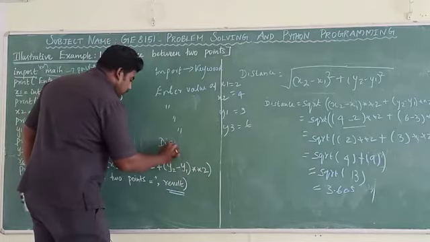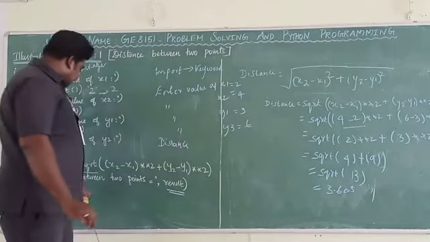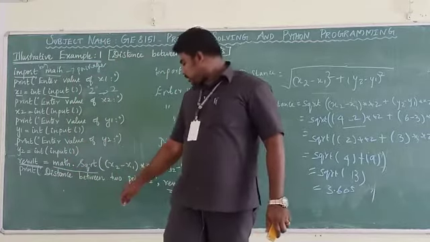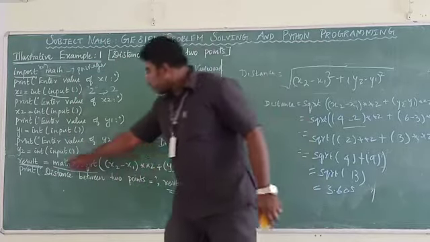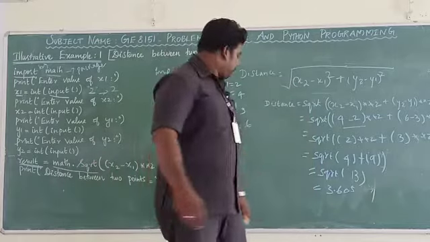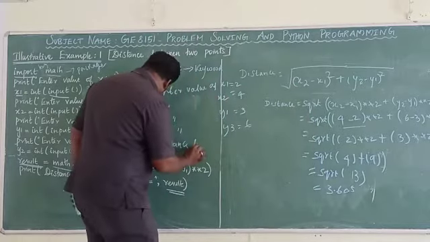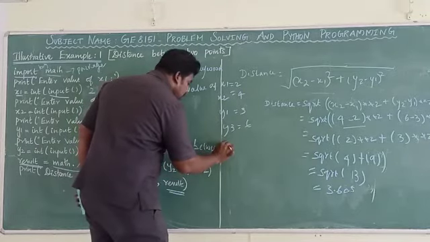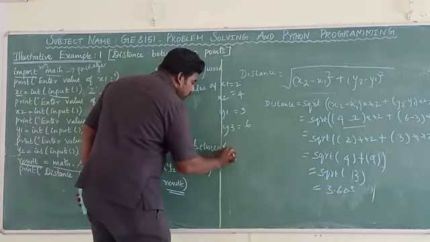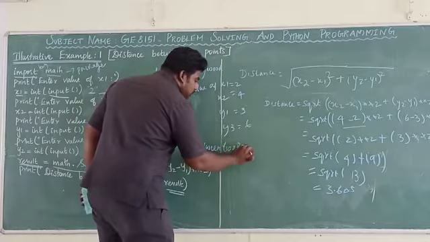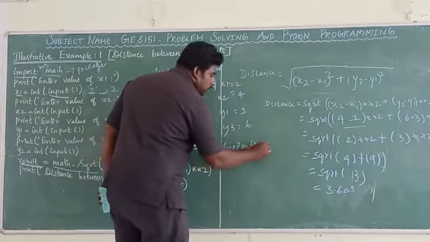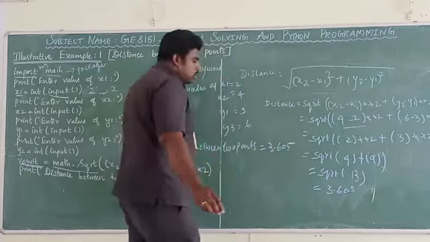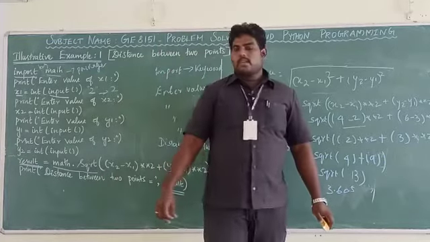Distance, whatever is written in the string will be displayed first. Distance between 2 points, double quotes, whatever is present in the double quotes will be displayed first. Distance between 2 points equal to, we will get the answer 3.605. All of you understood?